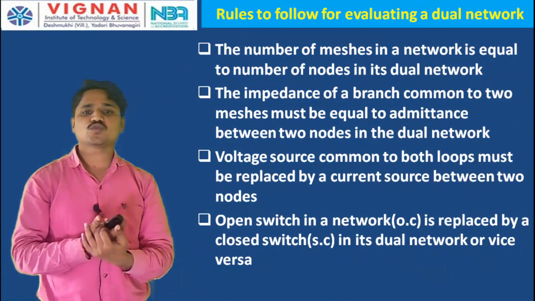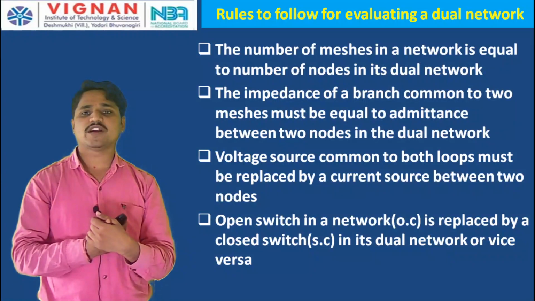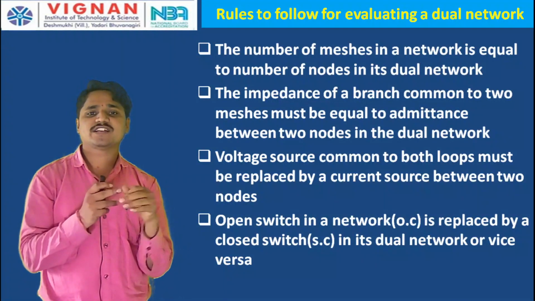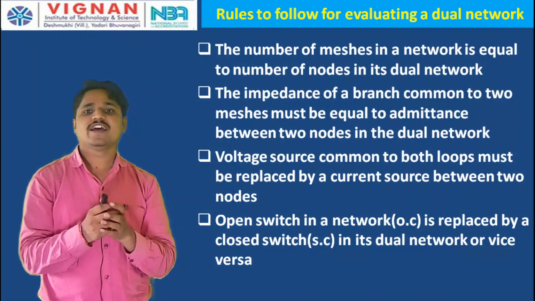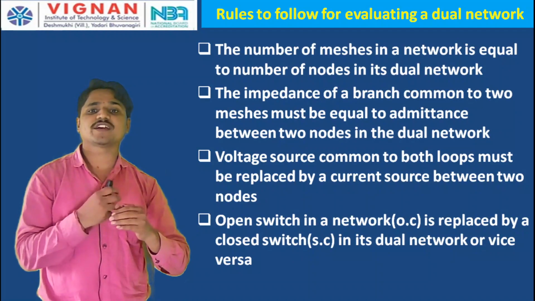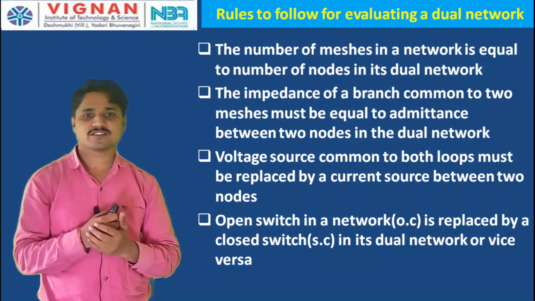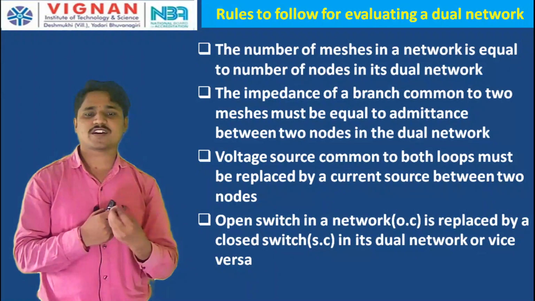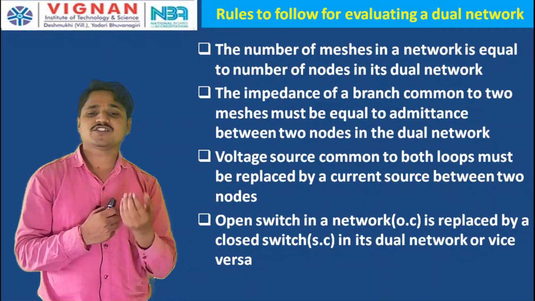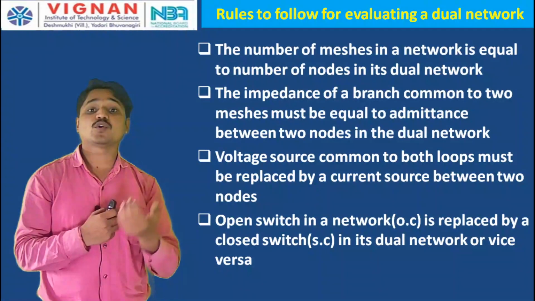So, what are the rules to follow for evaluating these dual networks? The first one is that the number of meshes in a network is equal to the number of nodes in its dual network. So, however many meshes are there in the given network, the dual network consists of that many node equations.